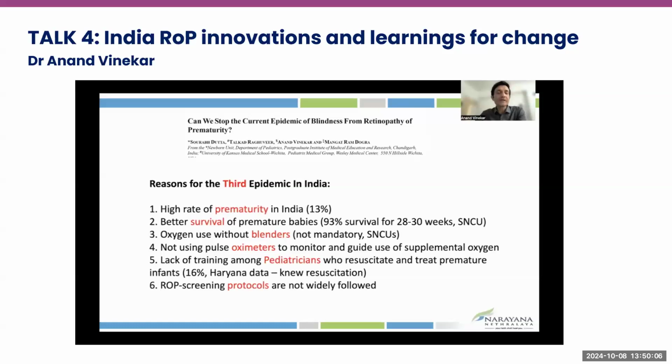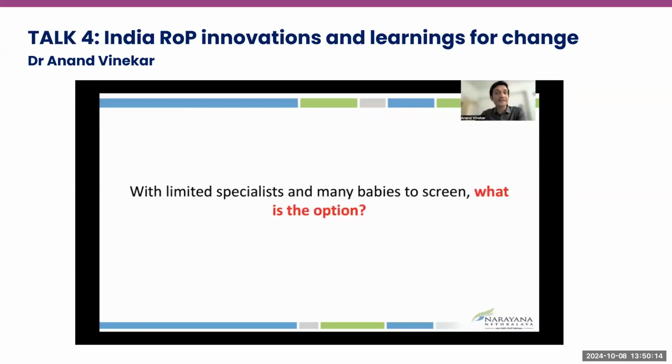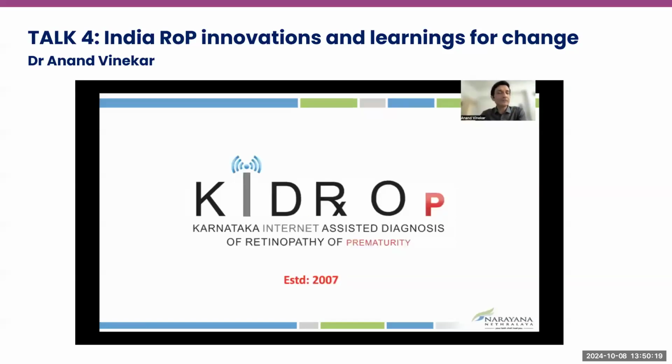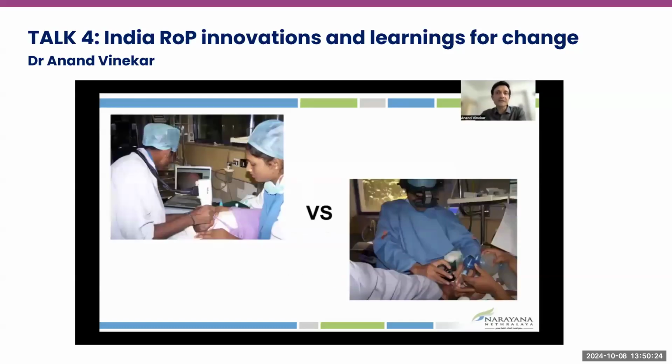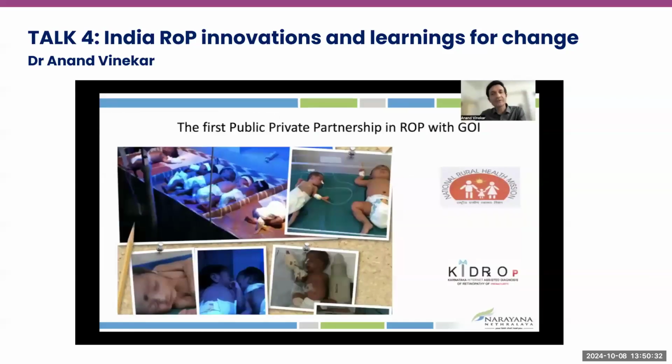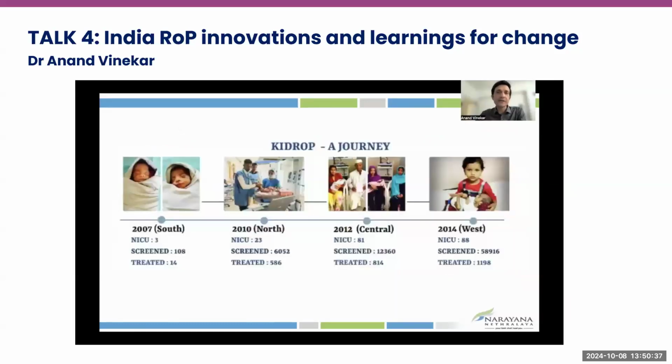In this editorial, we address some of the reasons why we are seeing this very large epidemic. One of the reasons, of course, was lack of awareness, but also the fact that survival has improved and increased. So what would we do in a situation where there are very few ROP specialists and a lot of babies to be screened? This was our model that we started in 2007, the KidROP model, where we aimed to replace the so-called ROP specialist with trained, accredited imagers. This works as a public-private partnership where we engage with the government and provide free screening and treatment in government hospitals.